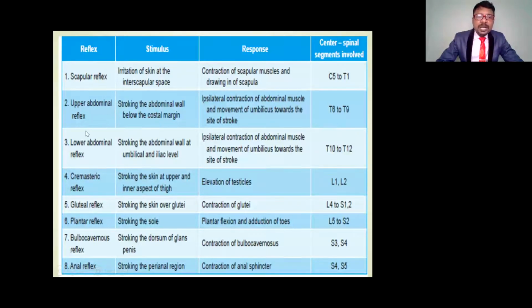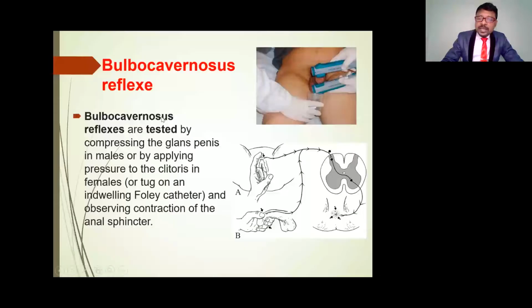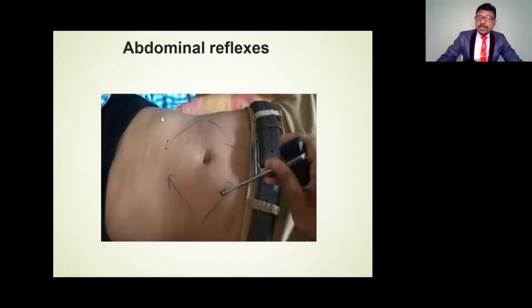Coming to the upper abdominal reflex. For the upper abdominal reflex, we stroke the upper abdominal wall below the costal margin. In the abdominal reflexes, we have to check the upper abdominal reflexes and lower abdominal reflexes. For example, this is the umbilicus. With a sharp object, if you stroke here below the costal margin, stroking upwards, and also what happens?